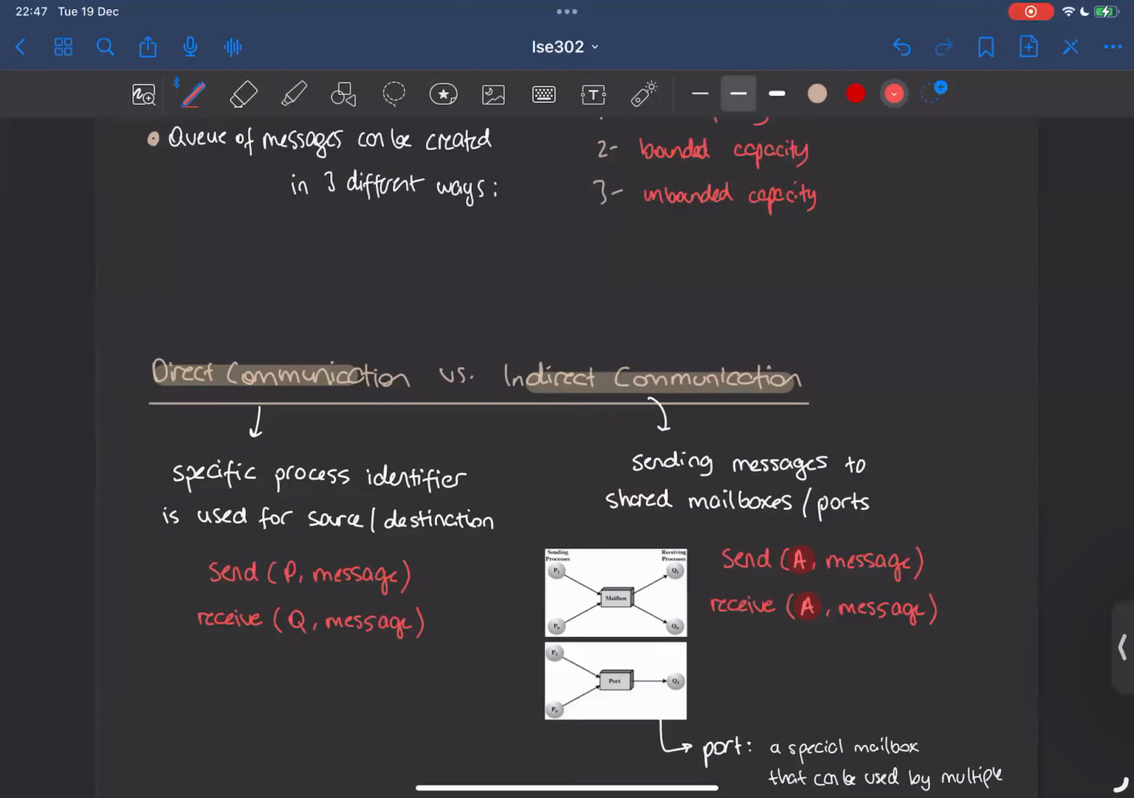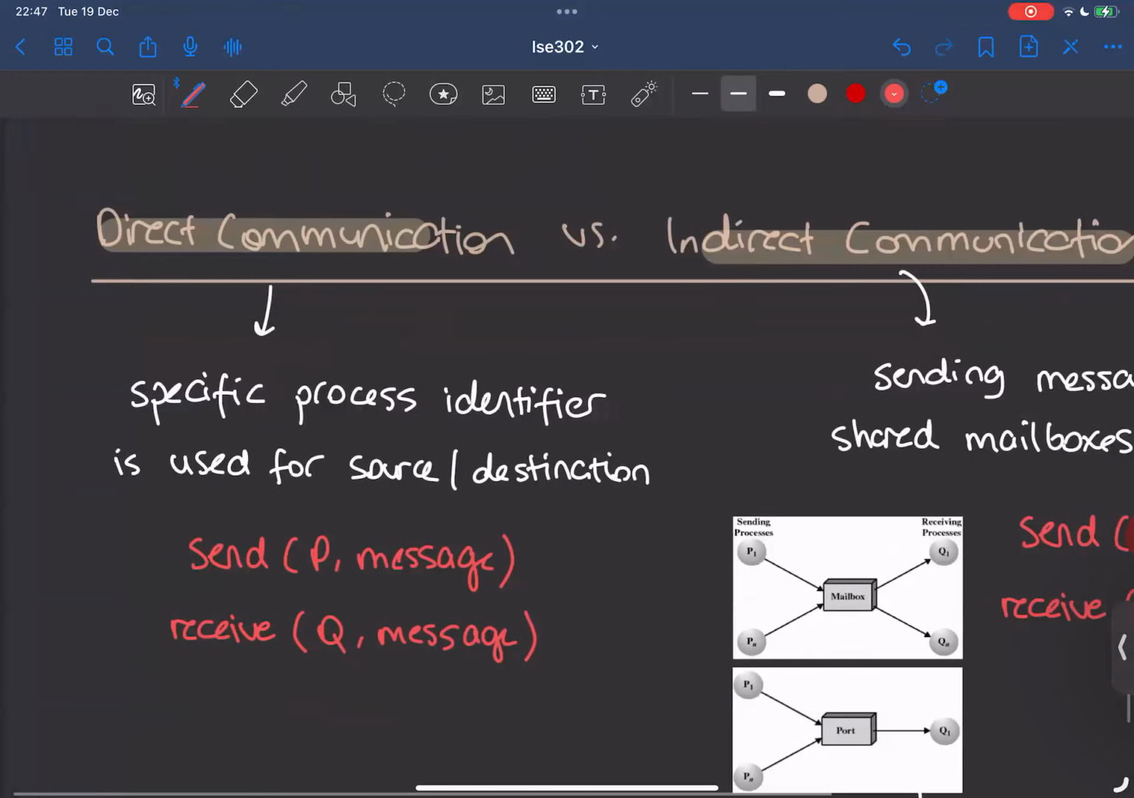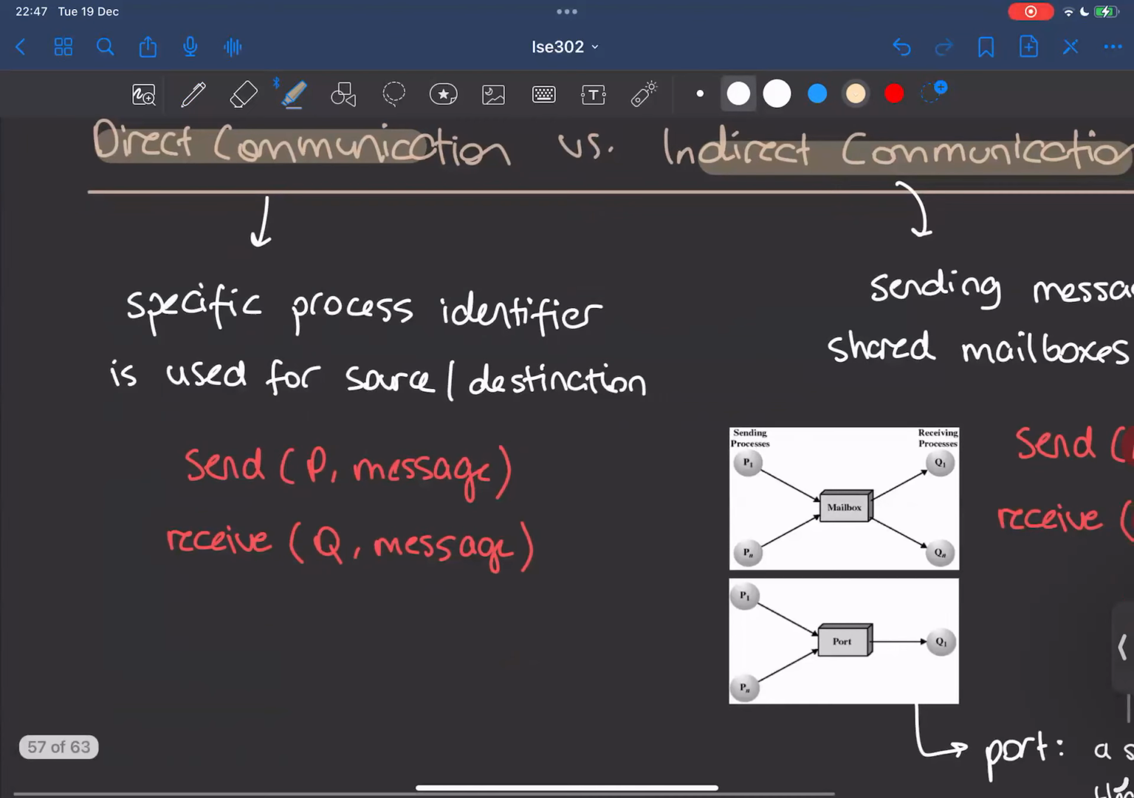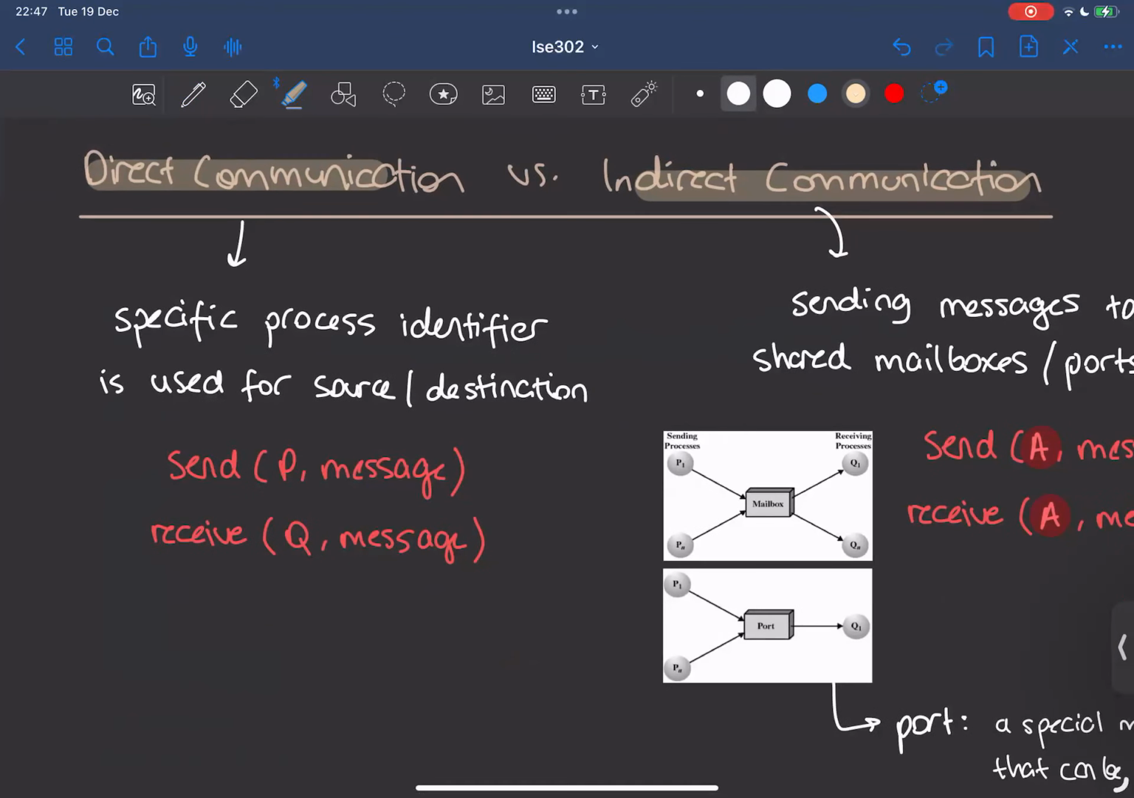Let's look at direct communication in more detail. So the processes that specifically identify one another for message exchange are said to use direct communication. In this paradigm, the sender sends a message to a specified process, represented by the letter P in the example, by using the send operation. On the other hand, the receiver uses the receive operation to get a message from a specified process, as seen in receive(Q, message), where Q is the sender.